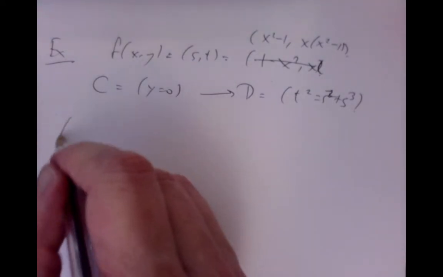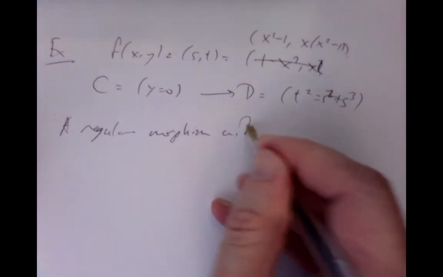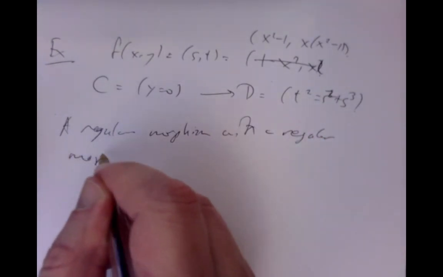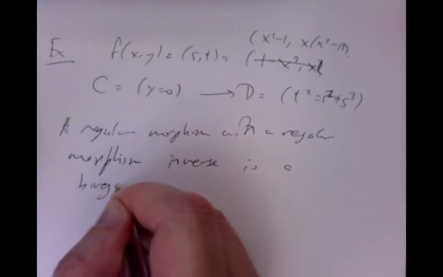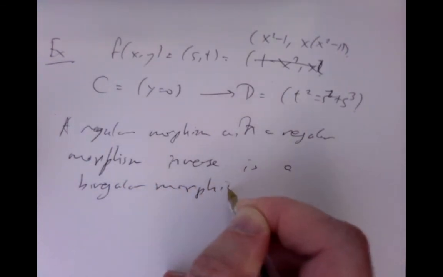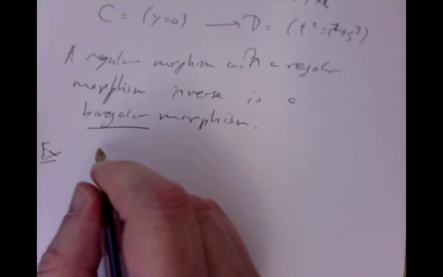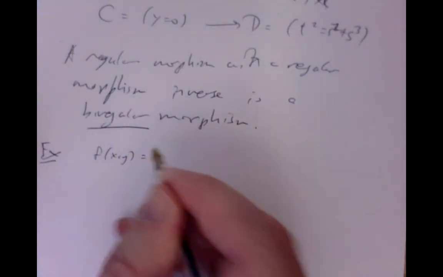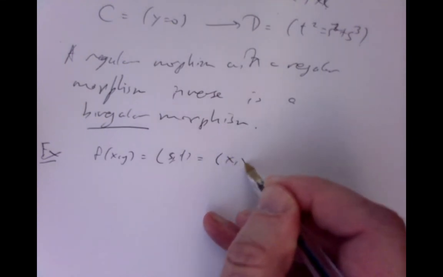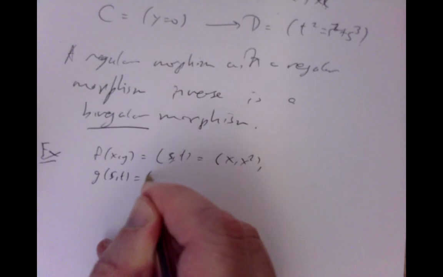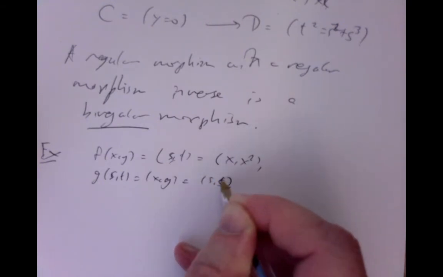So, a regular morphism with a regular morphism inverse is a biregular morphism. For example, if we look at the maps, f of x, y equals s, t is, let's say, x squared. And then if we look at g of s, t is x, y is, let's say, s.